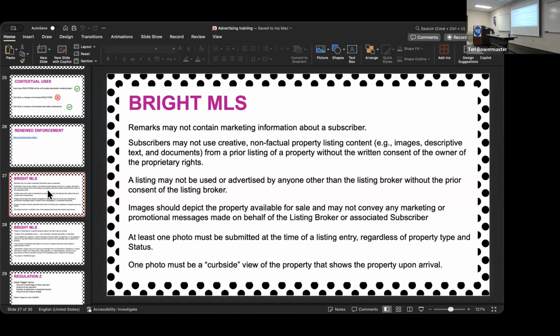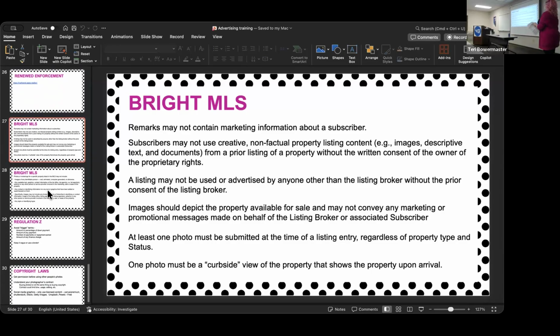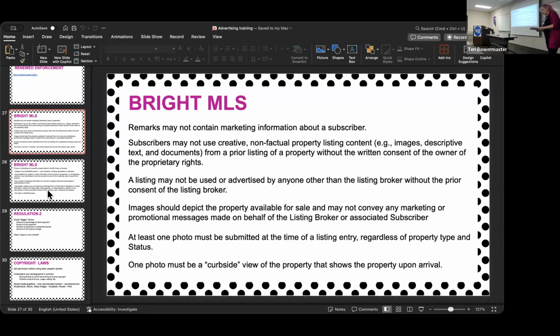Bright does have some rules as well. We're familiar with, I'm sure, some of them. The main thing is we don't want any information about you, the listing agent, in the listing, right? In the remarks, in the photos, any of that kind of stuff. We don't want to reuse anybody else's material. That's their creative material, and that gets into copyright. You don't want to copy and paste agent remarks from a prior listing and reuse them. You need to write your own remarks.